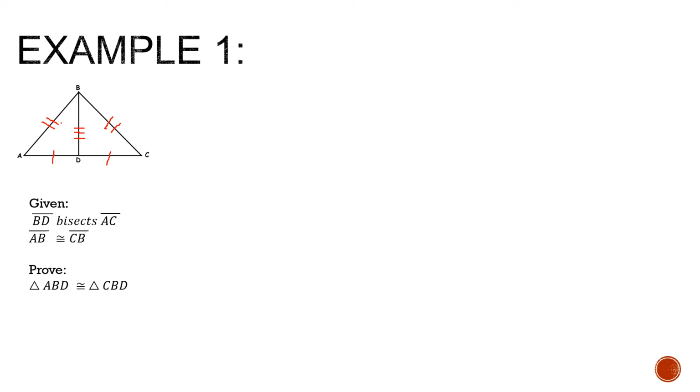So just by marking up and thinking about what I'm going to do, I've got my proof right here. I've got side, side, side. Looks like what I'm going to use. I've got three sides congruent to three sides. Let's take a look at my statements and reasons.